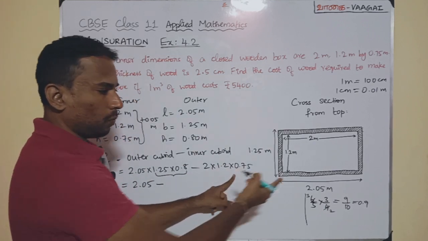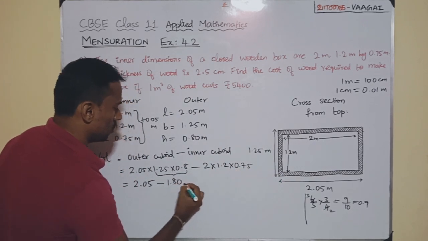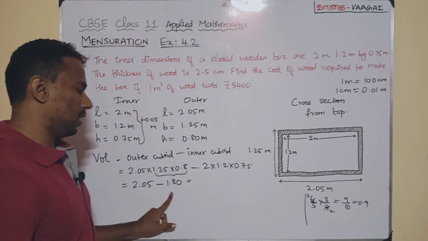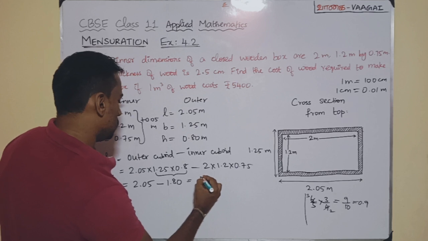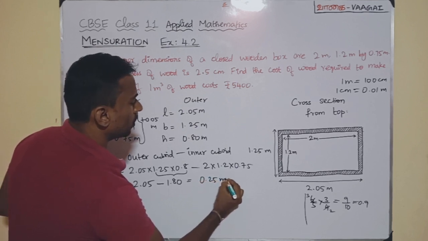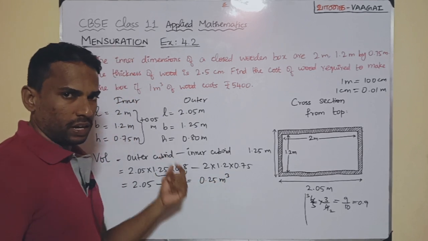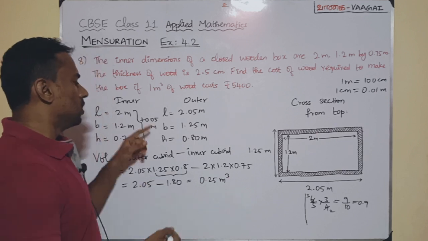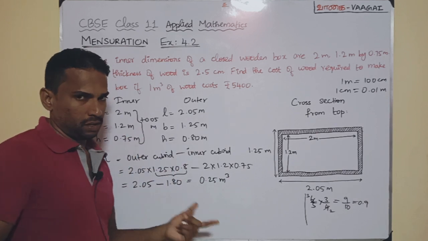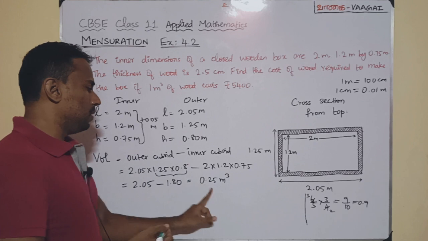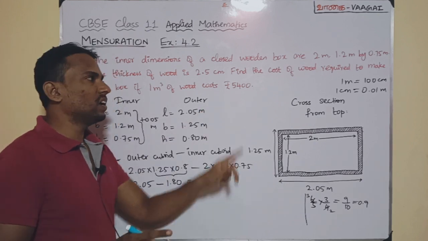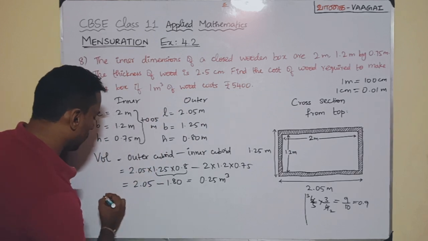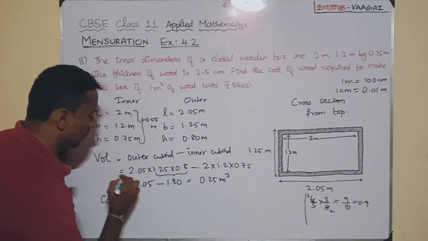So 2 into 0.9 will be 1.80. Very simple. So 2.05 minus 1.80. When you subtract it, you will get 0.25 meter cube. Remember, our answer will be in terms of meter cube only, since all these dimensions are present in meters. So the final volume will be 0.25 meter cube. But they are not asking us to find the volume. We need to find the cost of the wood. So finally, we'll find the cost.